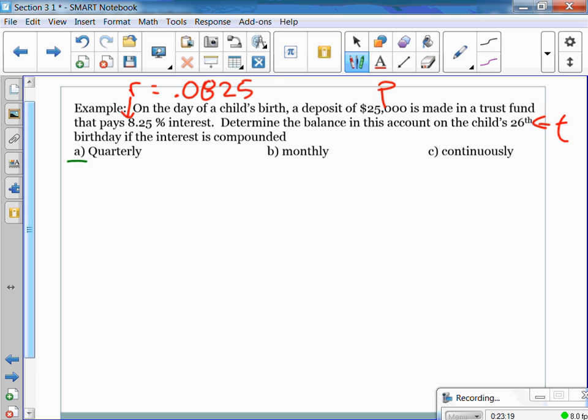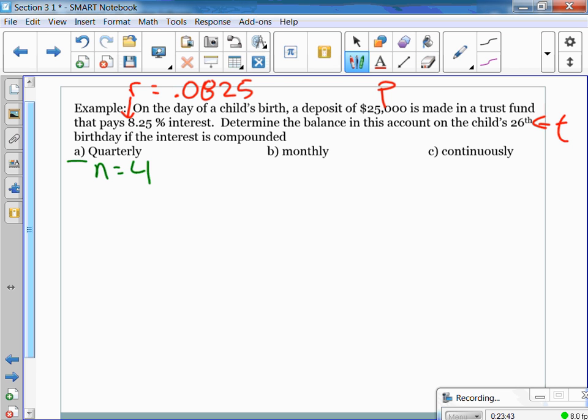It is just 4, because again, N represents how many times per year we're compounding the interest. So if we're compounding the interest quarterly, that means 4 times a year, we're adding that 8.25% interest. So we have all our variables using our first formula.